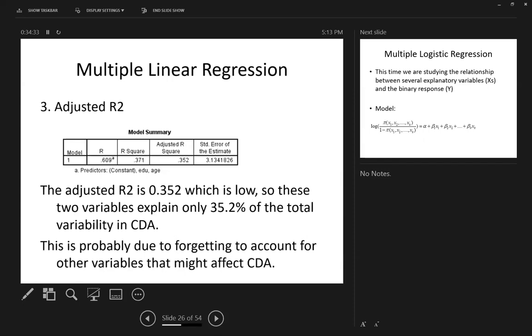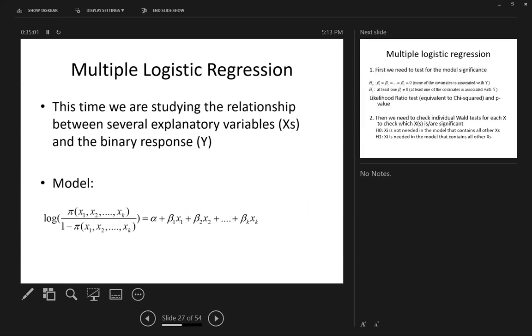Okay, so adjusted R square. So this is the R square, adjusted R square. The adjusted R square is 0.352, which is not very low, which is acceptable. So these two variables explain 35.2% of the total variability in CDA. It means that we need to enter more exposure variables to understand CDA. Again, as I said, maybe because we forgot to account for other variables that might affect CDA.